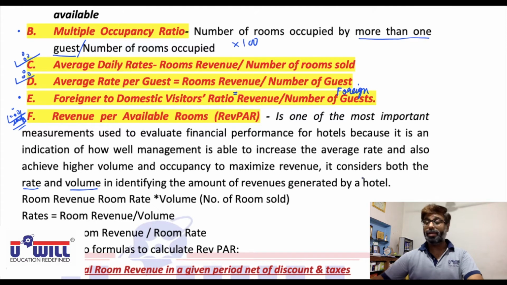See, revenue per available room means normally you earn the revenue only from the rooms sold. So if there are 100 rooms in a hotel and 80 rooms are sold, you earn the revenue from 80 rooms. But revenue per available room means when you divide the same revenue by 100 rooms which are available in the hotel, you get the revenue per available room. It will always go down.